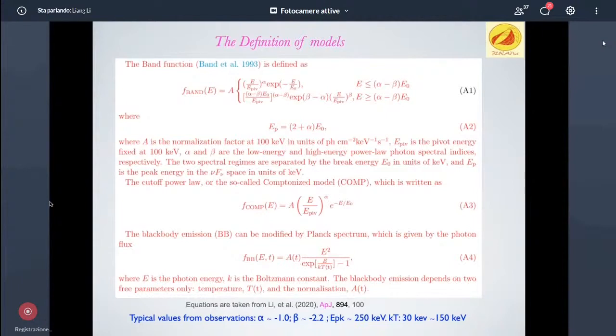The Band model has four model parameters: the normalization, the low energy spectral index alpha, the high energy spectral index beta, and the peak energy. In some cases, when the beta index is not constrained, the Band model can usually be replaced by a cutoff power-law model. And the blackbody thermal emission can be modeled by the Planck spectrum. The Planck function only has two parameters. One is the normalization and another is the temperature.